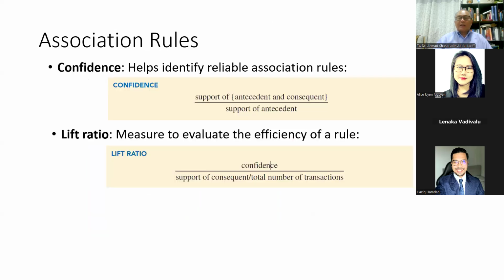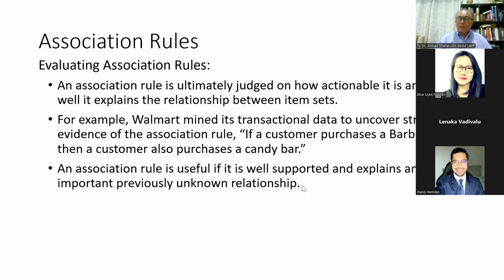Okay, there is some measurement that you can do in association rules. We call it confidence and also lift ratio. Confidence is calculated by the support amount between antecedent and consequent, and the support of antecedent. And then whereas the lift ratio is between the confidence and the support of consequent and total number of transactions.